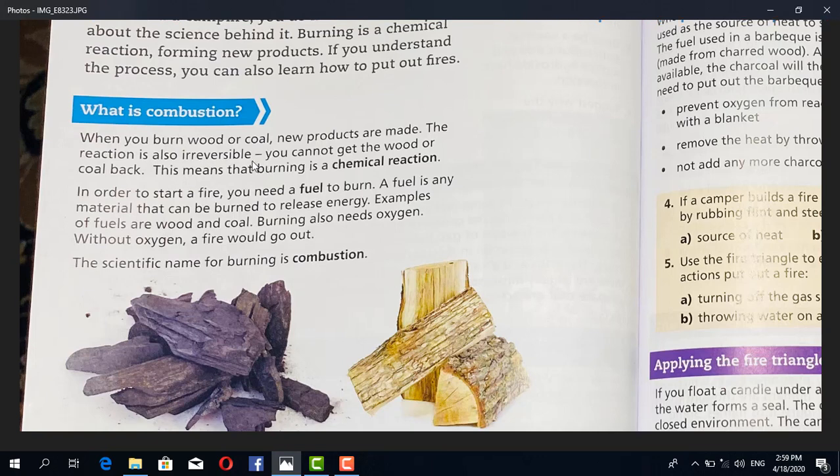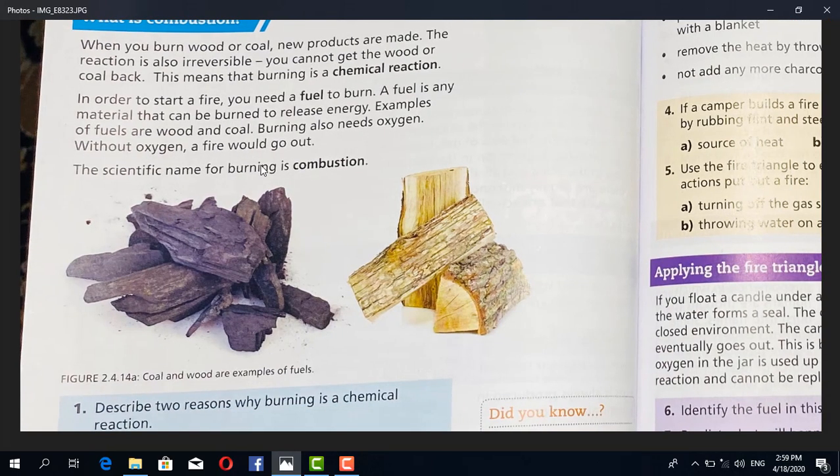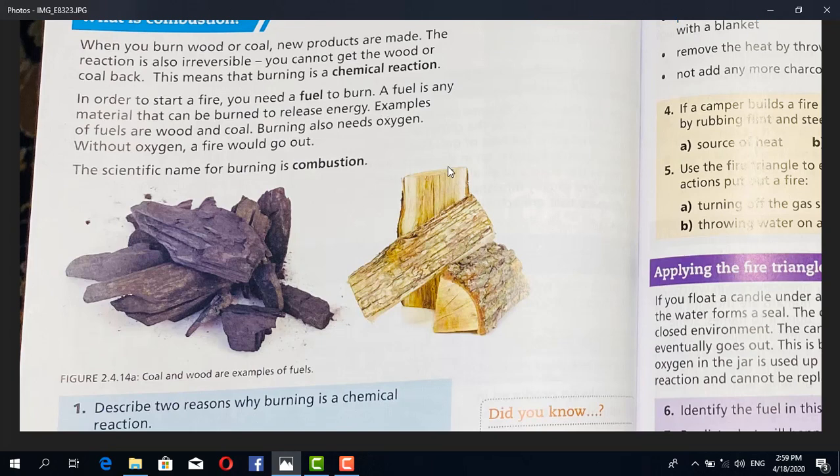So when you burn wood or coal, new products are made. The reaction is also irreversible. That means you cannot get the wood or coal back. This means that burning is actually a chemical reaction. But in order to start a fire, what do I need? I need a fuel to burn, and I need the presence of oxygen. Otherwise, none of them will be a complete combustion or a burn.